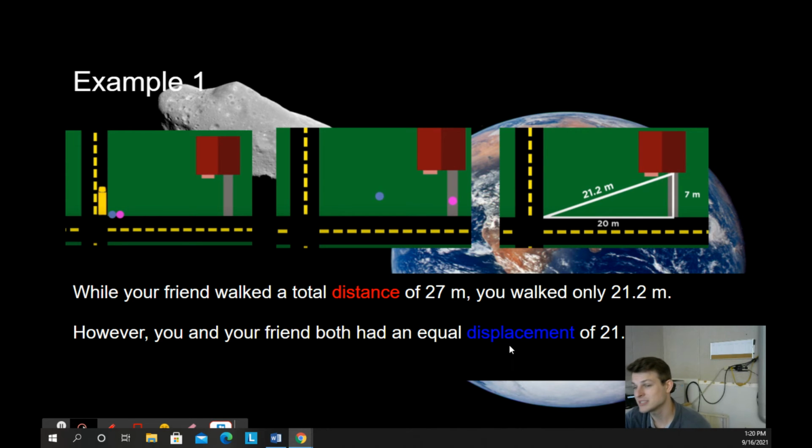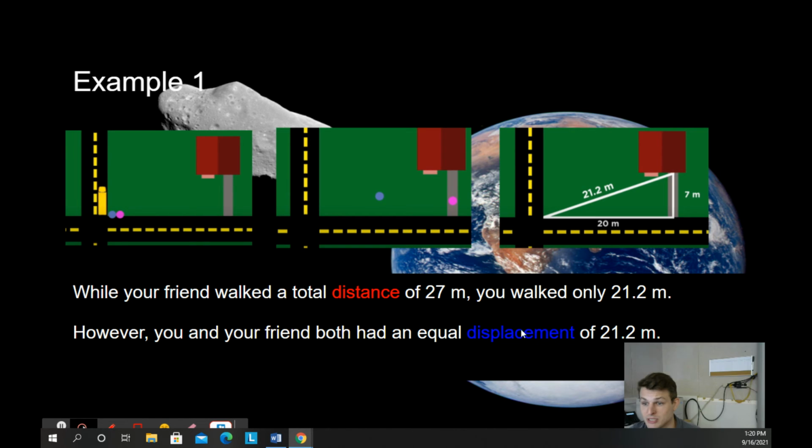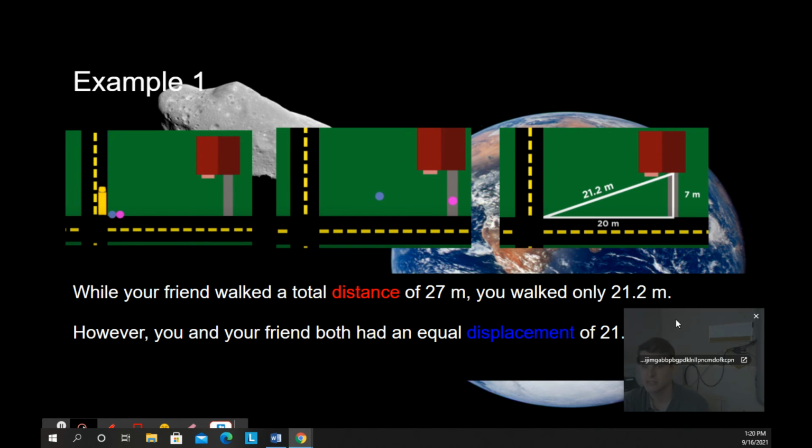However, you have the same displacement, which means your velocity is going to be the same. Because in velocity, we measure from origin to final destination. And you both have the same origin and you both have the same final destination. Okay? So in velocity, it would be exactly the same. Your displacement would be 21.2 meters. So you see how that's different. Distance and displacement are two totally different things, and they're measured differently. And that's going to change how your velocity is taken or speed is taken.